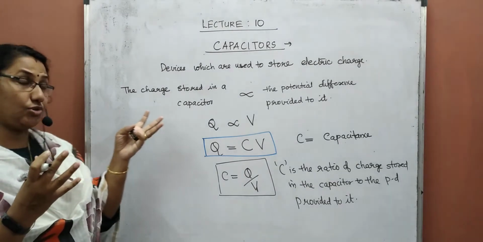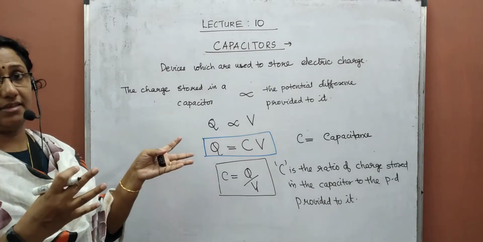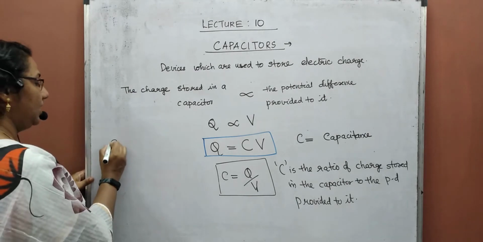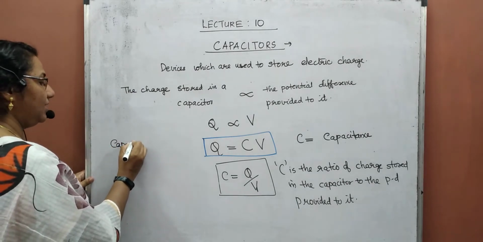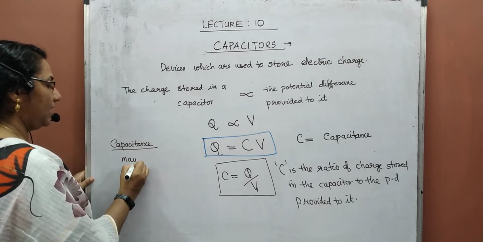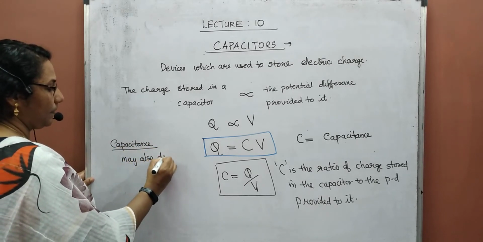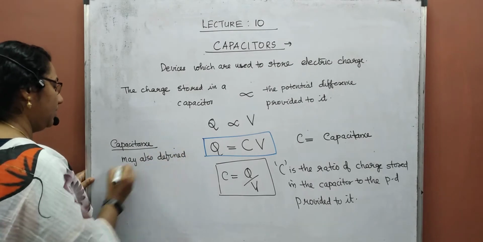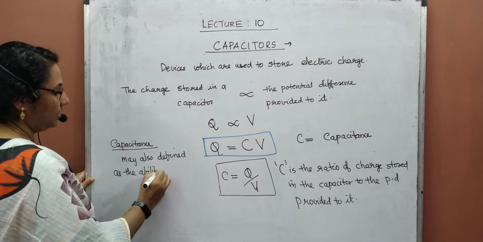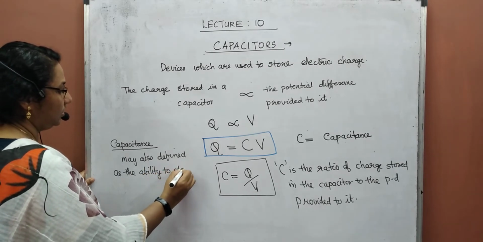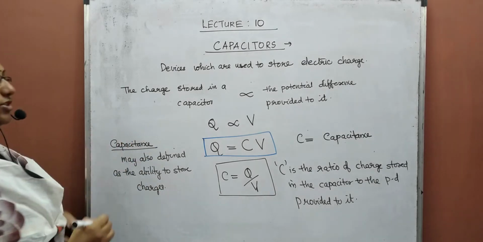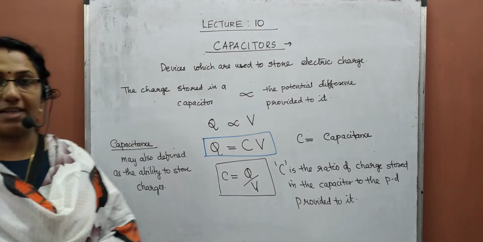And the ability to store the charges by a capacitor may also be called capacitance. Capacitance may also be defined as the ability to store the charges. Is it clear? Okay, so we have taken the topic called the capacitor.